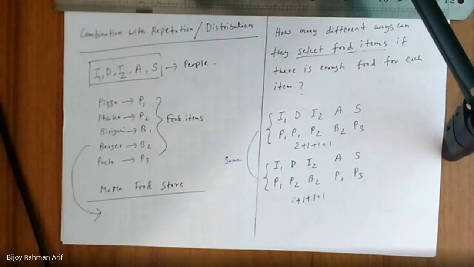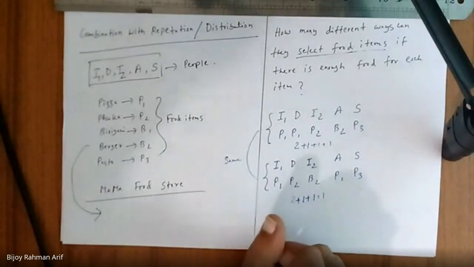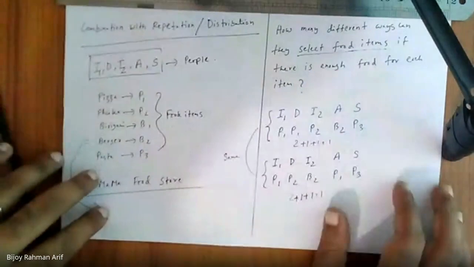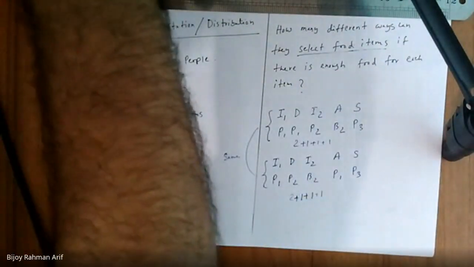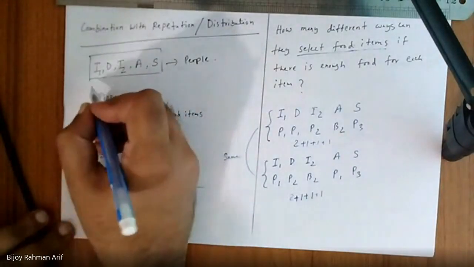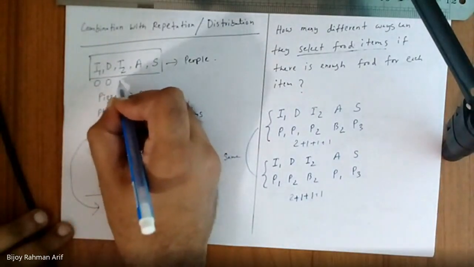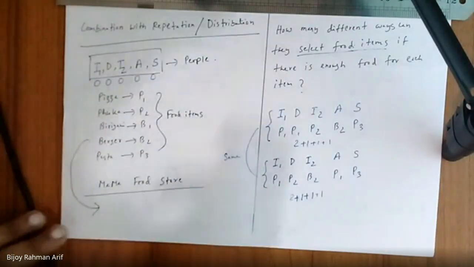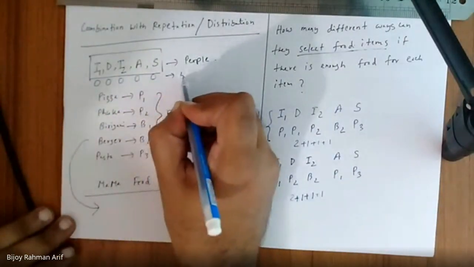To solve this problem, we are going to play a game. Let's play a game, the game of stick and Rashogolla. So, what are my sticks? What are my Rashogollas? These people are my Rashogolla. So there are 5 Rashogollas or 5 balls.